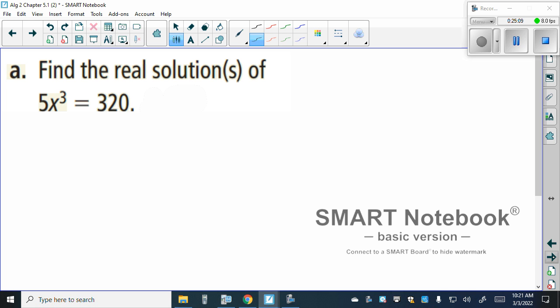So looking at this here, find the real solutions of 5x cubed equals 320. What would be our first step? Divide by 5. Because the 5x cubed divided by 5 would just be x cubed. 5 divided by 5 is 1. 320 divided by 5 is 64. What next?